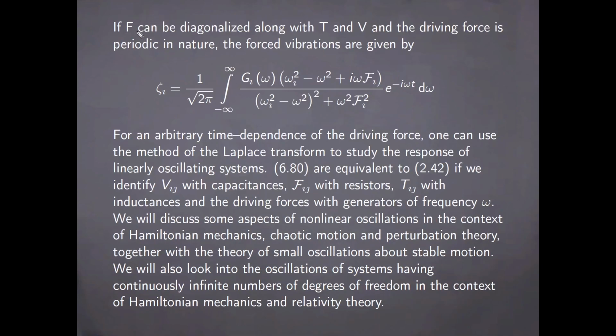Now, if the dissipation function can be diagonalized along with the kinetic and potential energies and the driving force is periodic in nature, then the forced vibrations for the normal coordinates are given by this kind of Fourier integral. And once again, you can check this straight away just by calculating the derivatives of these functions and plugging everything in the respective equations of motion. You will see that everything cancels out immediately.